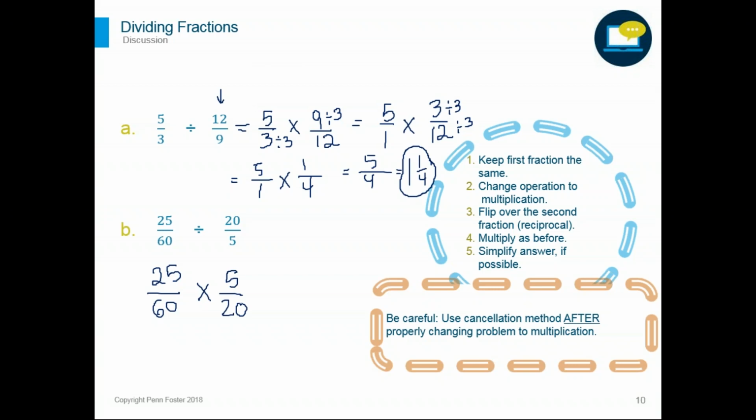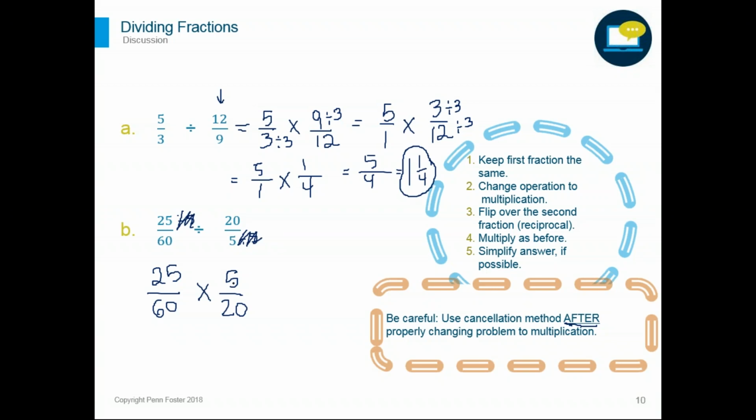Now, one common mistake I have to point at before I proceed is that I have seen in the past that students would eliminate the 5s from the 25 and the 5 with the division sign there. This is not correct. We have to use the cancellation method after we change the problem to multiplication. So we cannot do over 5 and over 5 at this point. That is not correct. We have to change the problem properly to multiplication in order to use the cancellation method. We cannot use it before that.